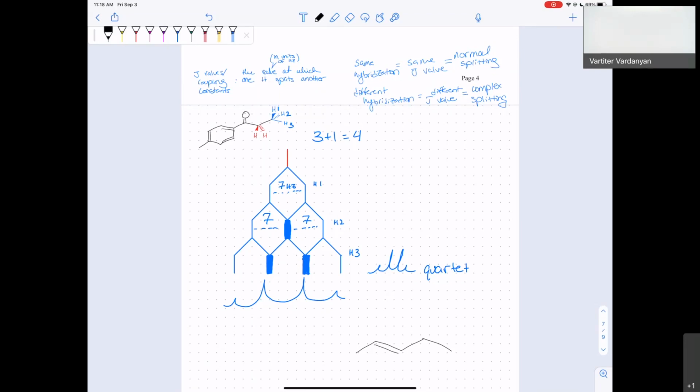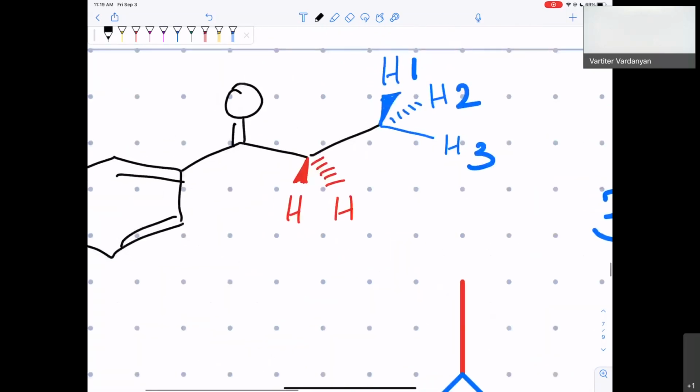He went on about how to tell if J values are different or the same. For the purposes of this class, if the two hydrogens have the same hybridization, they're the same J value. If they have a different hybridization, they're different. And I will show you what I mean. Okay? All right. This carbon right here, what's the hybridization? This one.